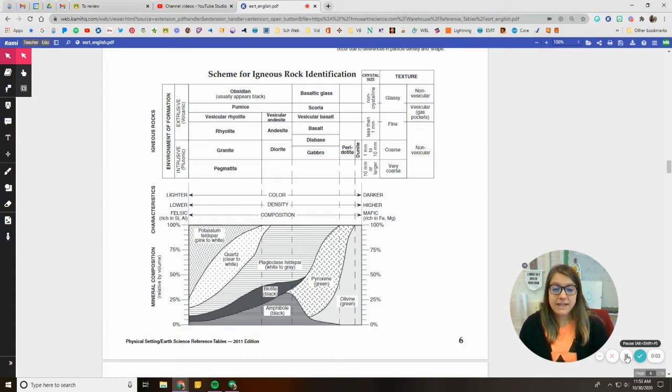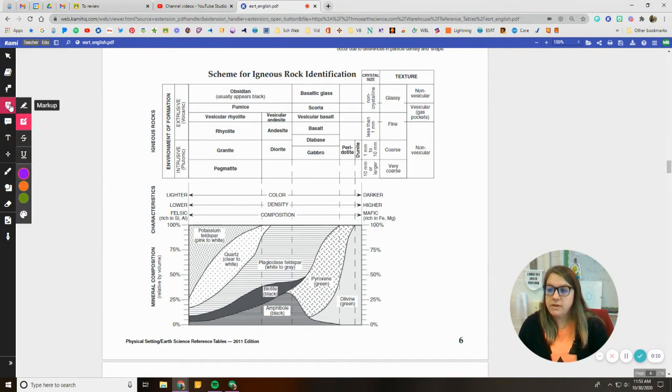So this is the igneous rock chart, and it's a little confusing, but I'm going to try to break it down for you. I'm going to use the markup tool and highlight different areas so that it's a little bit easier to see. So remember we talked about extrusive rocks, that they're volcanic and they cool on the exterior of the earth. Those follow all the way across this way.